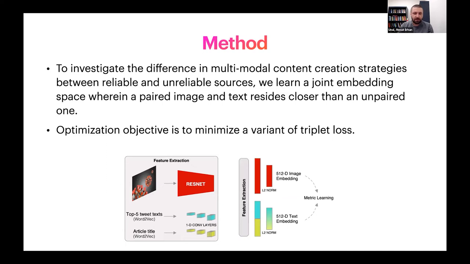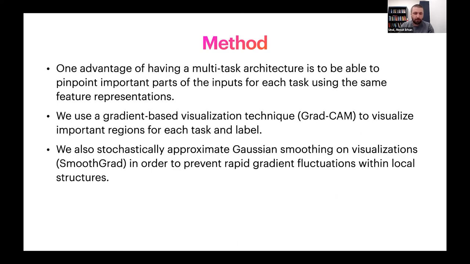To investigate the difference in multimodal content creation strategies between reliable and unreliable sources, we learn a joint embedding space in which image and text of the same article reside closer. And one advantage of performing these two tasks using the same feature representation is that one can investigate important parts of the inputs for each task and each label. So we use GradCam for visualization, but combine it with Smooth Grad to smoothen out the gradient information, basically.